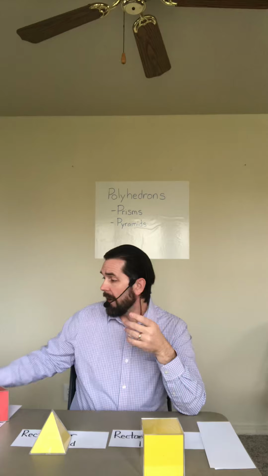And what makes it a prism is that it has two congruent bases and then four lateral faces. You'll note it's rectangular because it's got a rectangle base, and then it's going to have 1, 2, 3, 4 lateral faces. Those are the faces that go around it. And that's going to be consistent with all prisms.